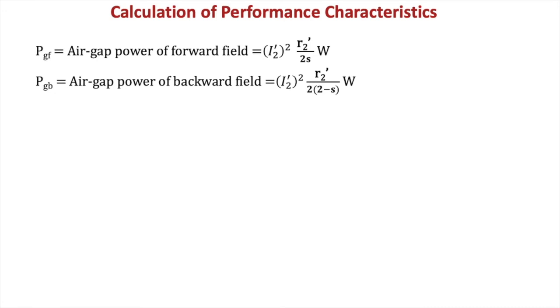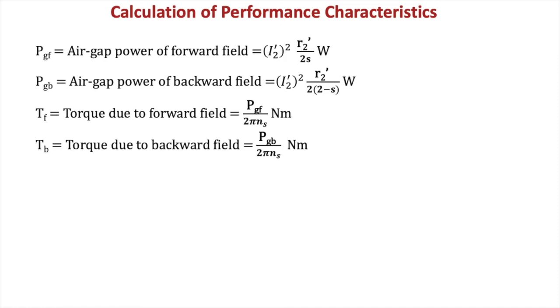So over here it becomes I2 dash square R2 dash by 2 into 2 minus S for the backward. The respective torques will be the respective air gap powers divided by the synchronous speed. The synchronous speed remains the same, so that will be the same. The only thing is that the air gap power will be different, so those have to be substituted individually. The net torque will be equal to the forward torque minus the backward torque.